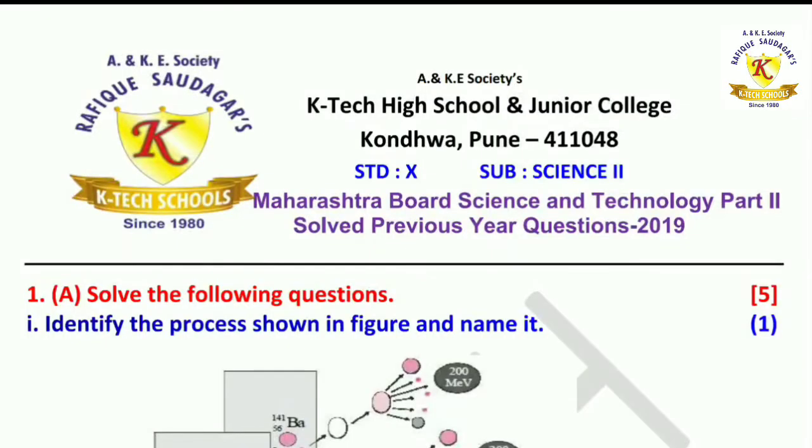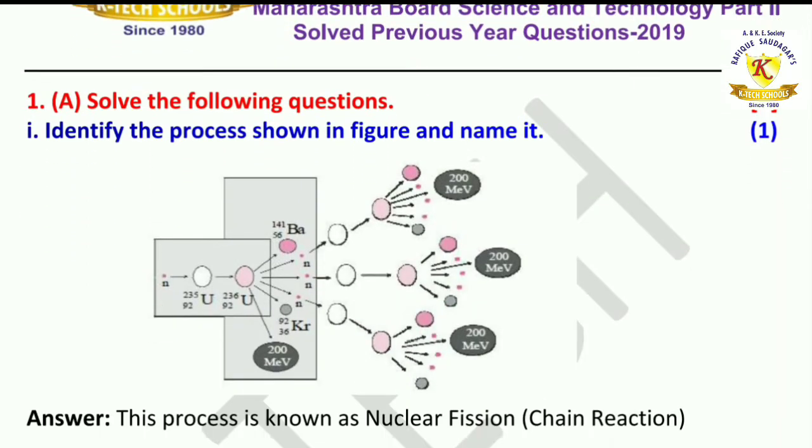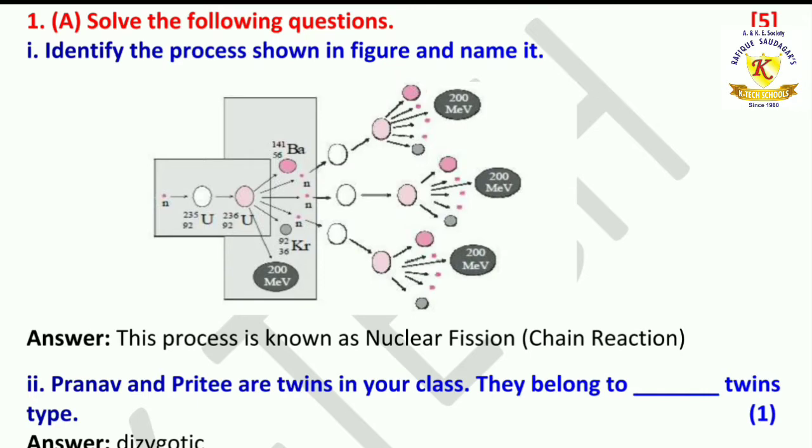Let's start with question number 1A. Solve the following questions. It carries 5 marks, 1 mark each. First one: Identify the process shown in the figure and name it. Now look at the figure, children. I know you must have got the answer looking at the figure. You are right. The answer is, this process is known as nuclear fission, that is chain reaction, right?